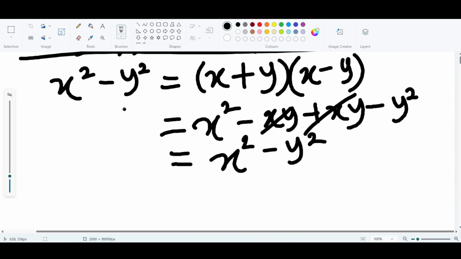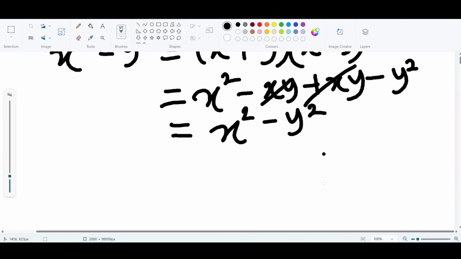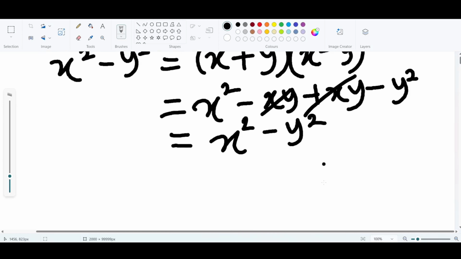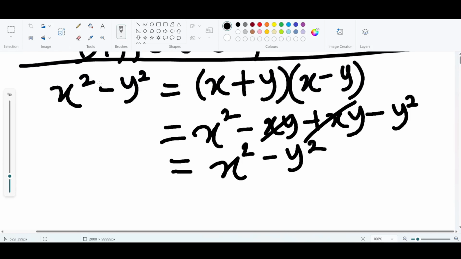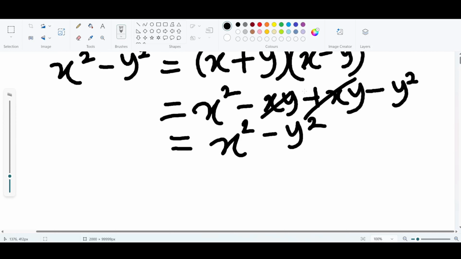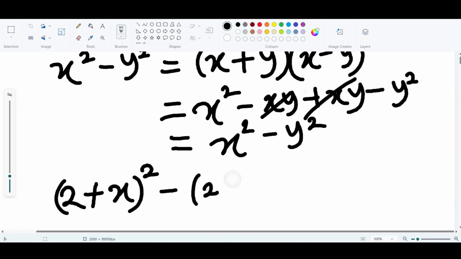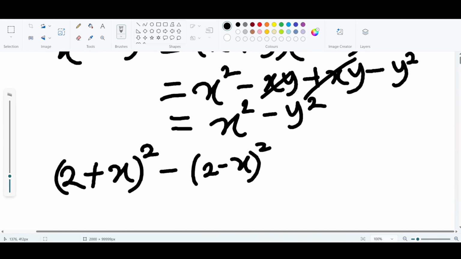So that is why we usually call it difference of two squares. This is a way to simplify this expression, which means anytime we have one element and another element, each raised to the power of 2, we can usually express it in this form. So this is like a formula for us. For instance, if we have (2 plus x) raised to the power 2 minus, let's say, (2 minus x) raised to the power 2, this is also an example of difference of two squares.